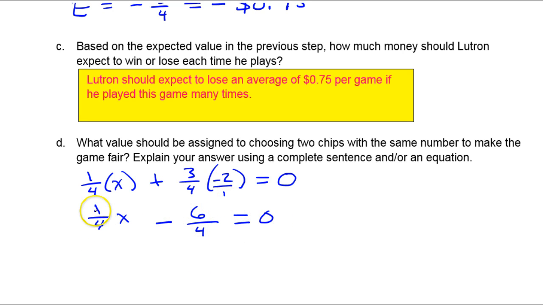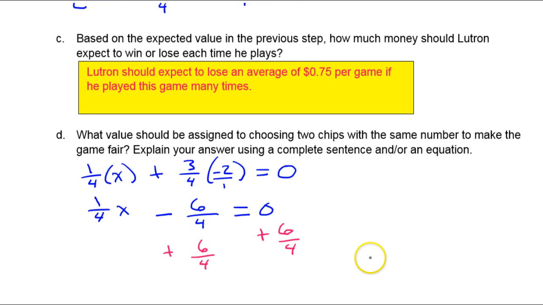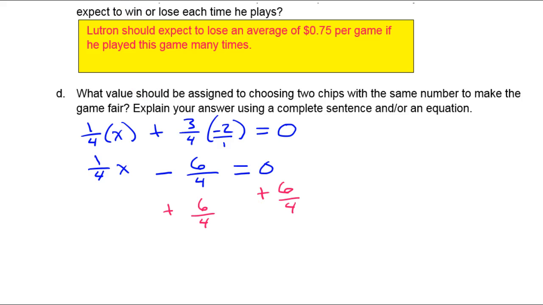So I need to keep going and solve this for X. So we should add 6/4 to both sides. And yes, I could reduce this to 3/2. It doesn't really matter, but I could have reduced it. So I'm going to add 6/4 to both sides. So now I have 1/4 X equals 6/4.